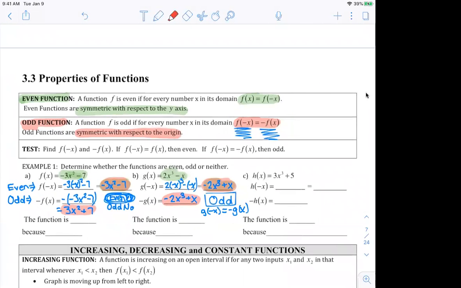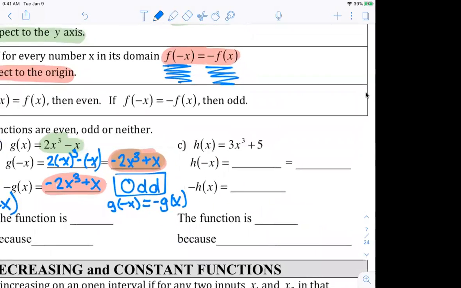And the last one, if I go ahead and clean this up a little bit, I can write this one is even. And if you're asked why is it even, it's because of the definition: f of x is equal to f of negative x. That's why. All right, let's go ahead and try the next problem.